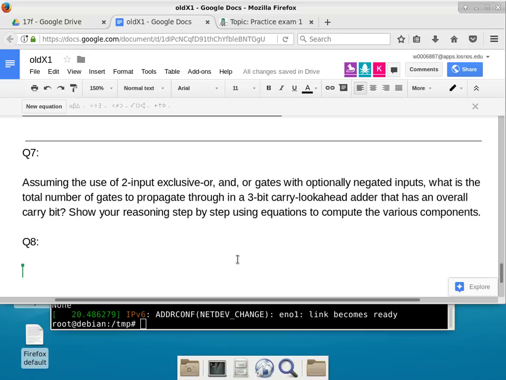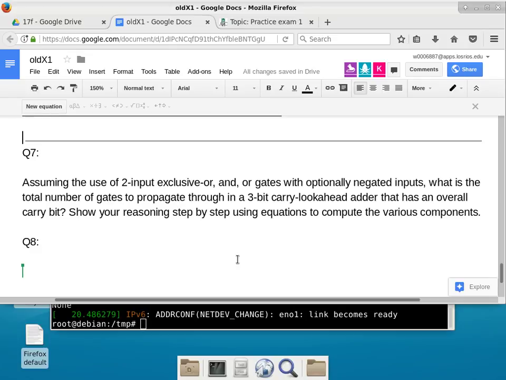Assuming the use of 2 input exclusive ORs, AND gates and OR gates with optionally negated inputs, what is the total number of gates to propagate through in a 3-bit carry look-ahead adder that has an overall carry bit? Show your reasoning step by step and use equations to compute the various components.